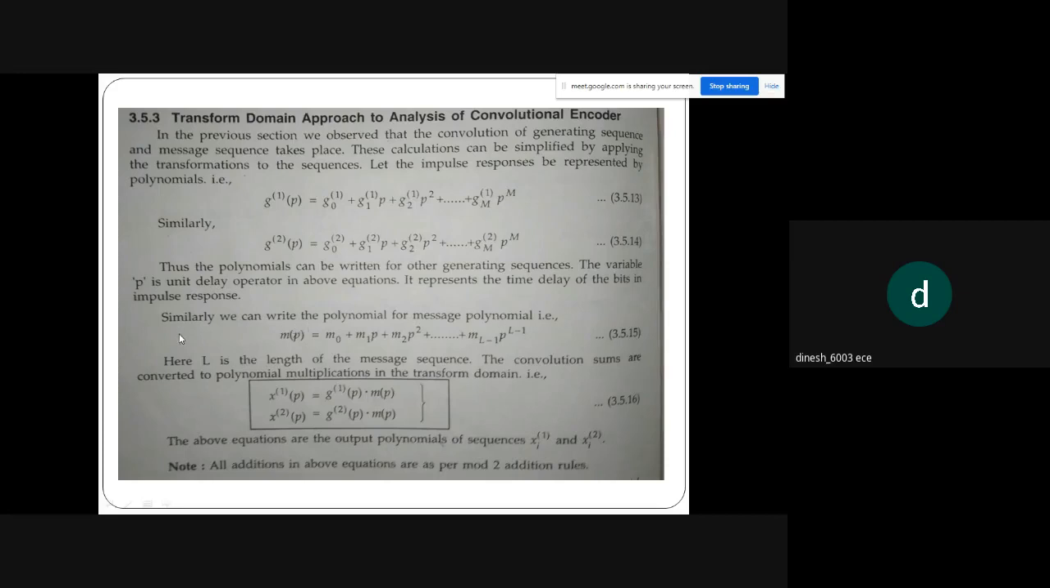So now a new term is introduced, which is L. L is the length of the message sequence.